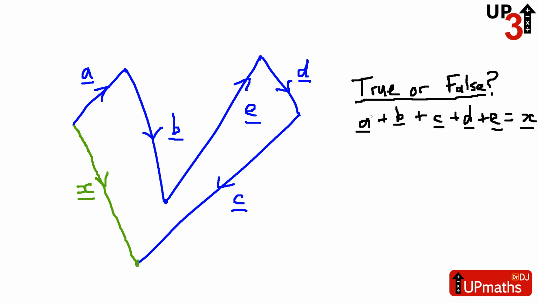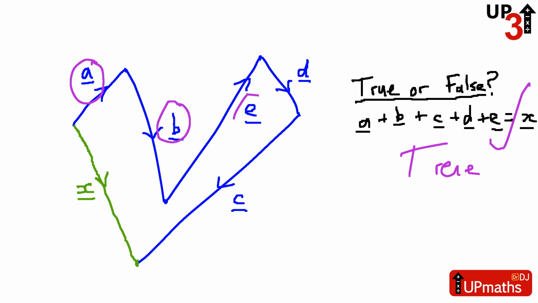Is it true that A plus B plus C plus D plus E equals X? It's true. Correct. In case you're wondering, it doesn't matter that in the diagram it goes A, B, E, D, C, because it doesn't actually matter what order you do the vectors in, they always end up at the same place if you add the same ones together.